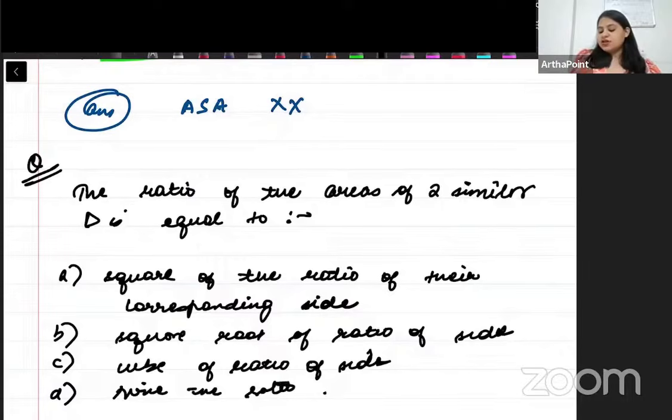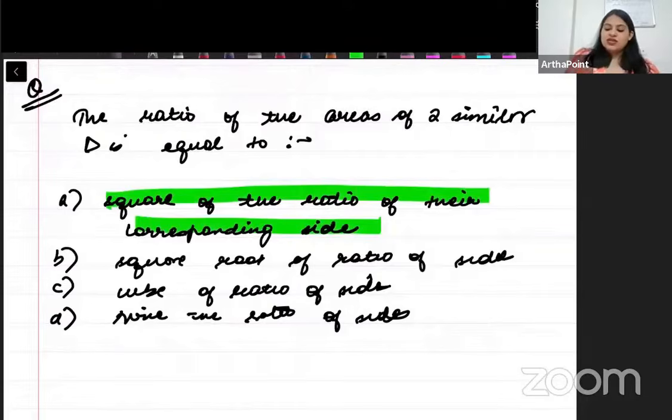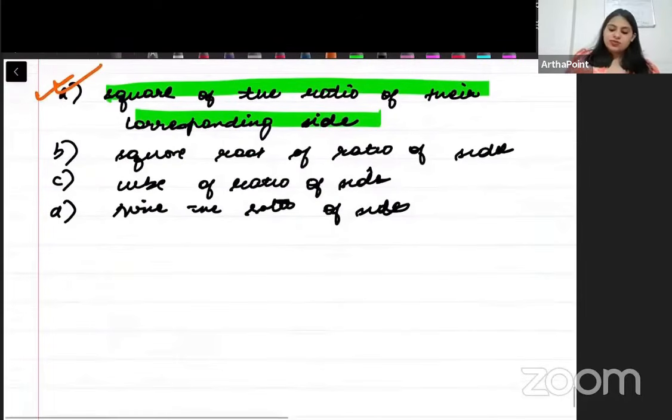We just did this beta. So what should be the correct answer to this question? We know that when triangles are similar to each other, we have just proved that the ratio of the areas should be equal to the square of the ratio of the corresponding sides. So answer to this question should be A. Okay, beta. Come to the next question.